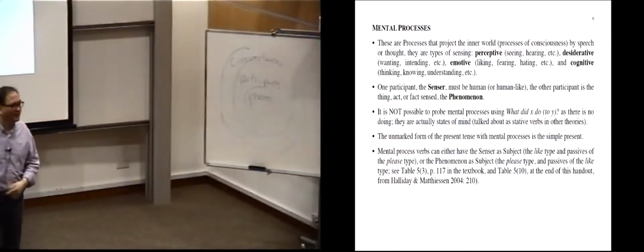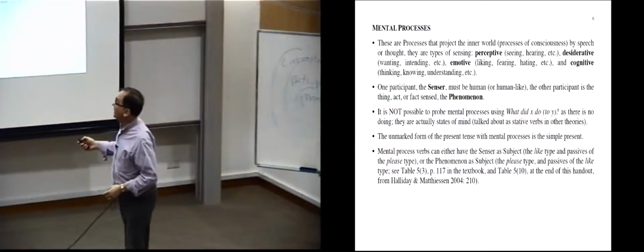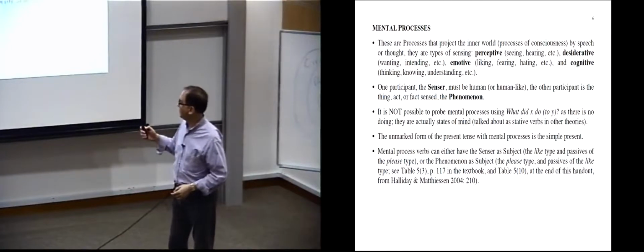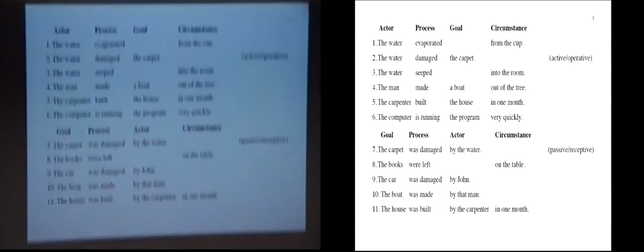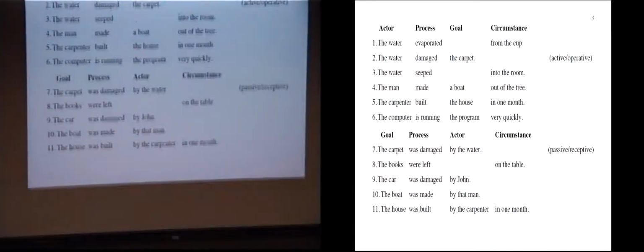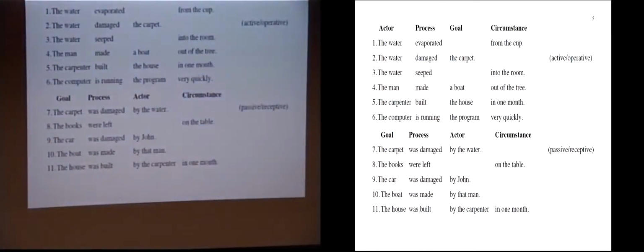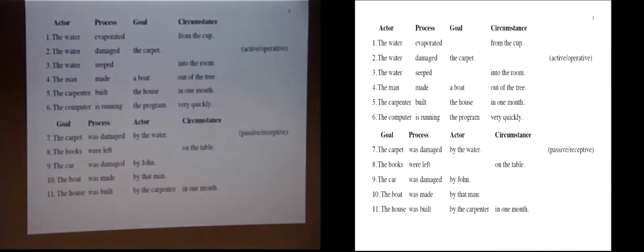The question came up: how do we tell, with these participants, when some participants come in like the cup? When you say evaporated from the cup, that is what we call an indirect participant that isn't required in the clause. So the water evaporated, that's complete by itself. We can go home. You can say the water evaporated and then we all go home and everybody's happy.